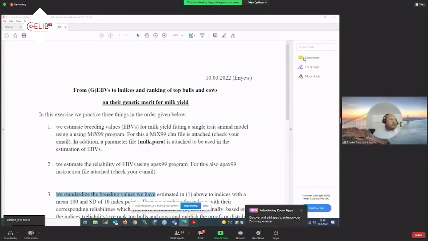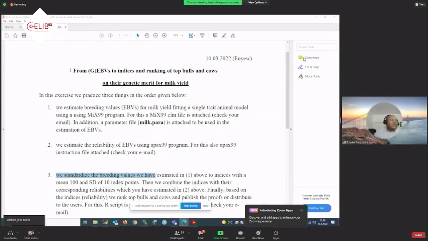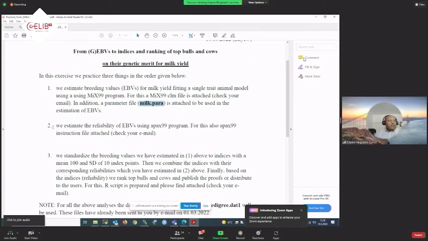Okay, what I'll do is I'll go quickly above again and start. So you have a file of this kind. Have you got this one? Yes. Because you have already got the email, I hope that you have opened it. But anyway, this is the file that I'm looking at. So in this order, we estimate breeding values using the animal model. I think you have done this with Raphael. I have also provided you today the directive file for Mix99 and the milk para file. The second one is we estimate reliability using the APAX program. For this, I have also provided you a file called indices.tar.gz. It is a compressed file, and all these files are in there.